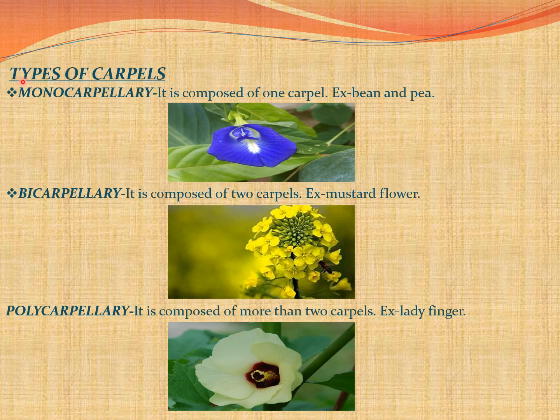Carpels are of various types. When a flower contains one carpel, it is called monocarpellary, as in pea, bean. If there are 2 carpels in a flower, it is bicarpellary, as in a mustard flower. And if there are more than 2 carpels, as in ladyfinger, we call it polycarpellary.